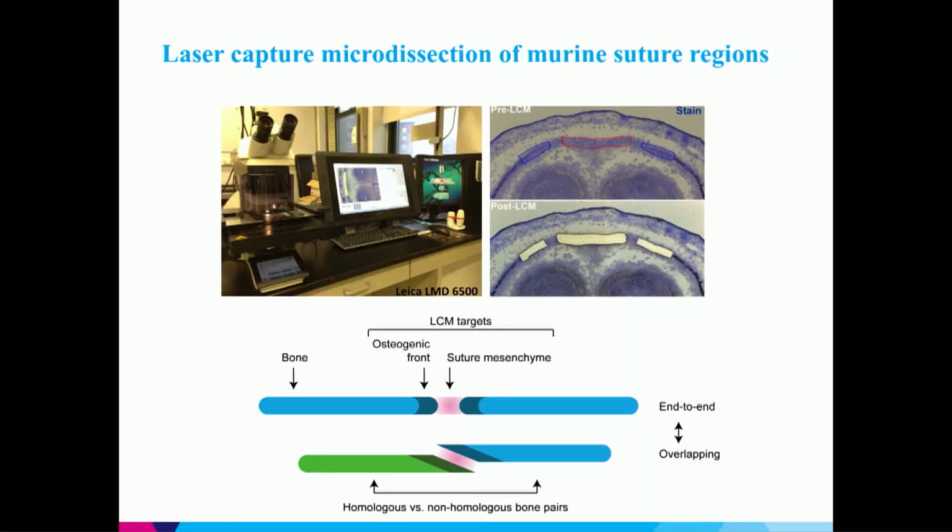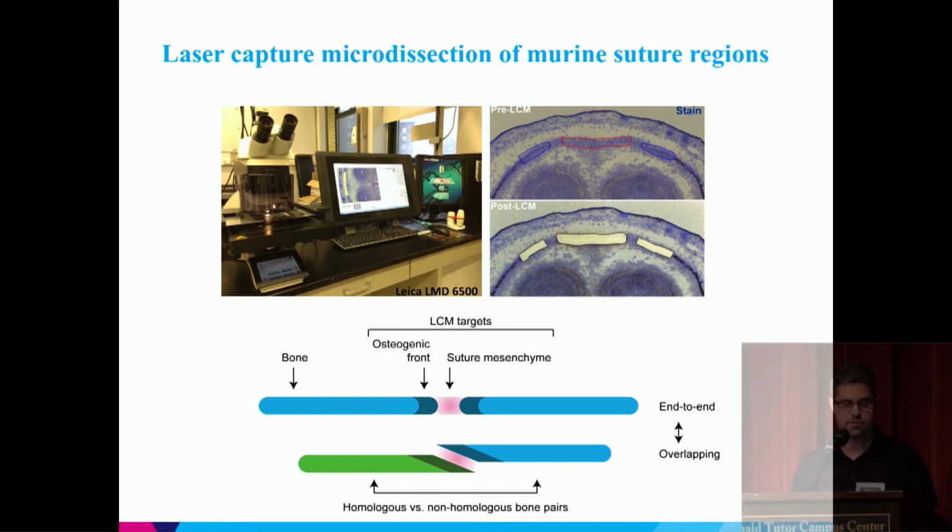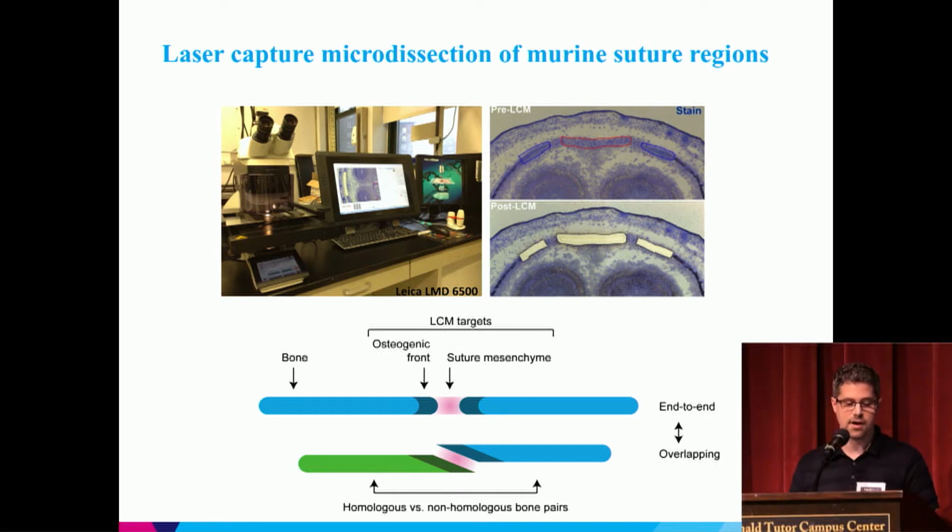The way we are going about this is doing laser capture microdissection of frozen tissue slices. As indicated here, for each of these sutures, we cut out the suture mesenchyme and also the osteogenic fronts on either side of the suture. For homologous bones, we pool together the osteogenic fronts on either side of the suture and profile them as one. For non-homologous bones, we treat the osteogenic fronts separately and profile them separately.